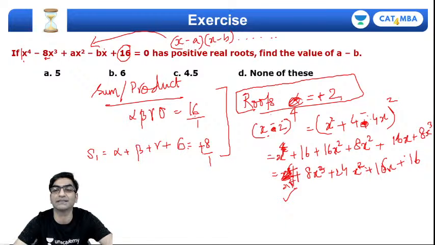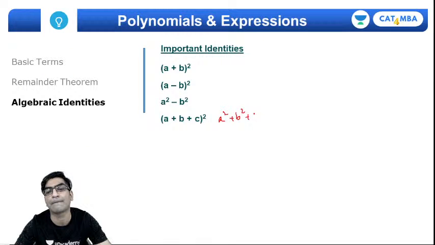In the previous question we used a plus b plus c whole square. That's a square plus b square plus c square plus 2ab plus 2bc plus 2ca. And if indeed a or b or c, one or many of them, are negative, no problem. In the expression you just multiply them with negative values.